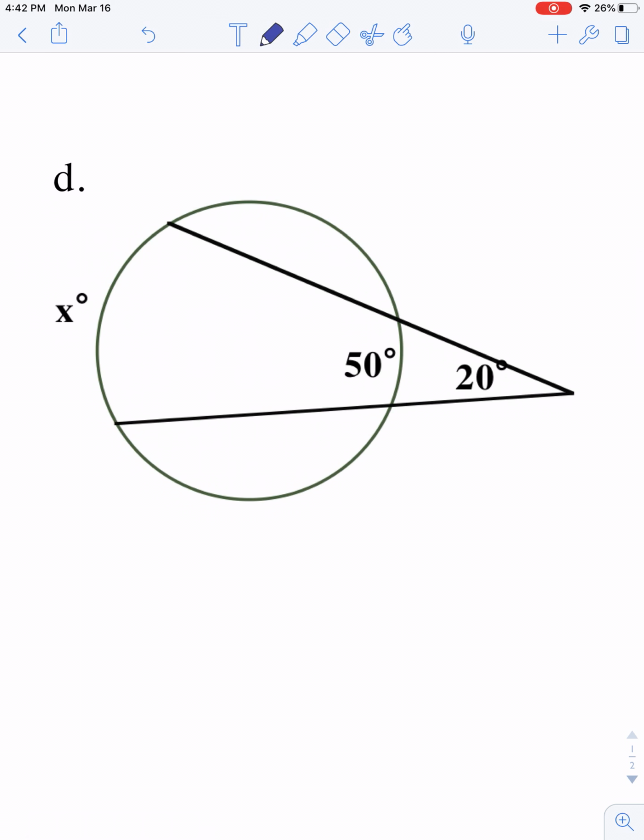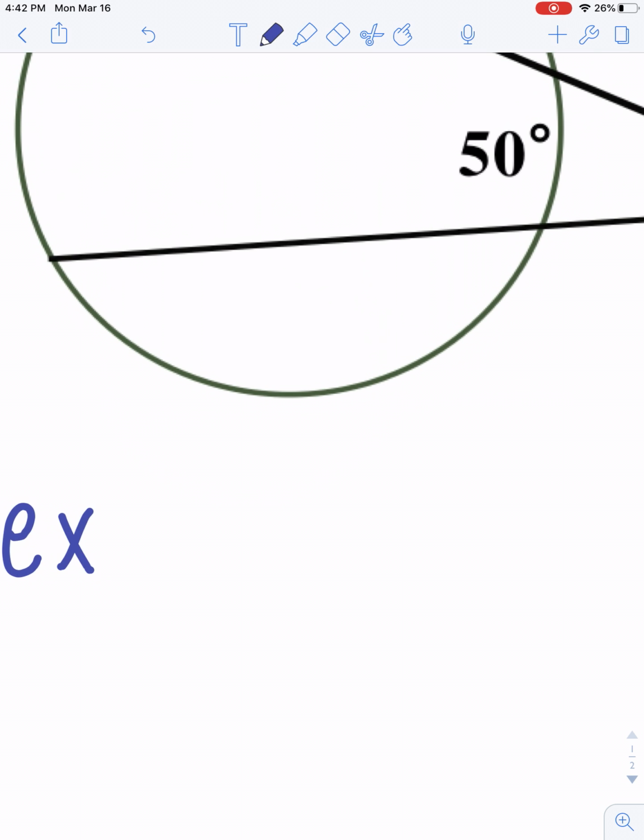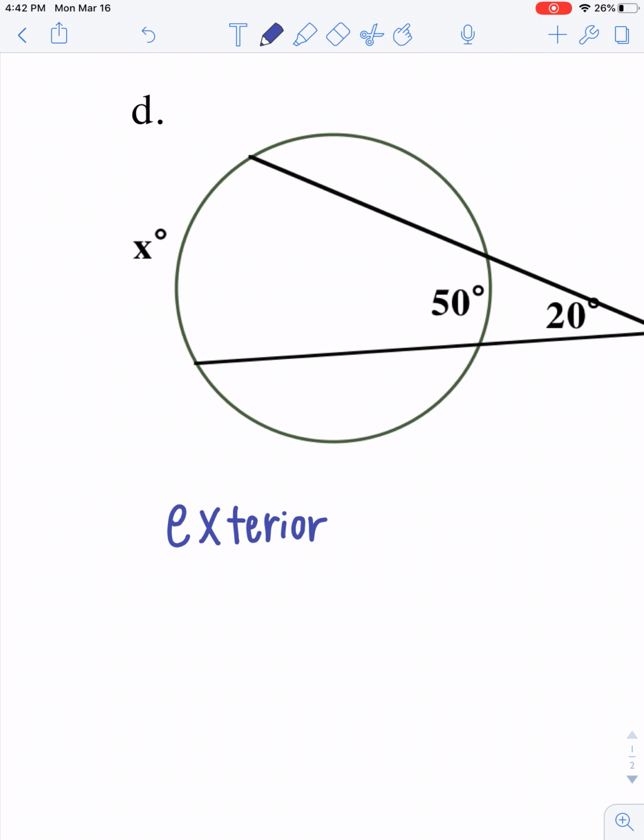Looking at example D now, we see that this one's different as well because our angle lies outside the circle, meaning it's an exterior angle relationship. For our exterior angle relationship, we're trying to find one of our intercepted arcs, and we're given our angle measure and the other intercepted arc. So we know that the angle at the point outside the circle is going to be half the difference of the two measures of the intercepted arcs.